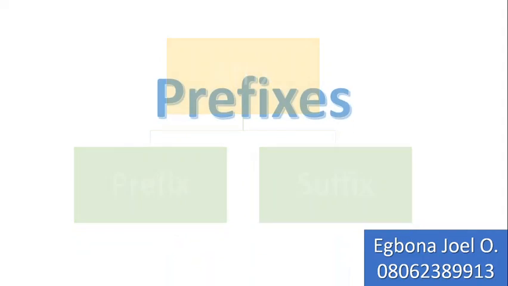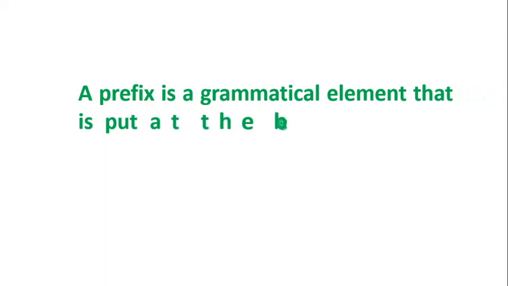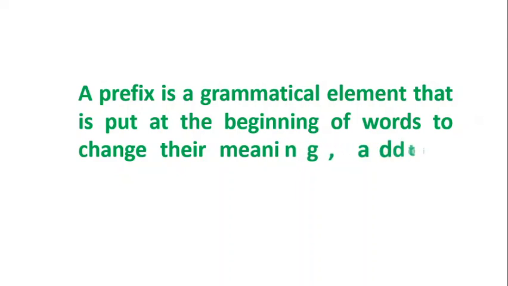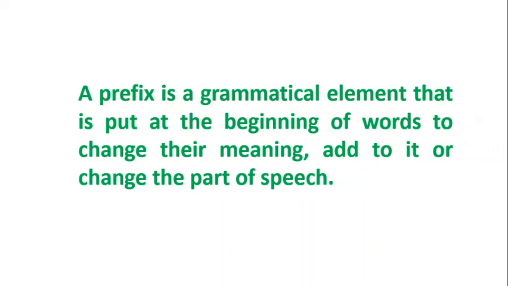When we say prefix, what do we mean by prefix, or what are prefixes? A prefix, so to say, is a word element or a grammatical element that is put at the beginning of words to change their meaning, add to their meaning, or change the part of speech of the particular word. It is a letter or a group of letters that is added or put at the beginning of words to change their meaning, add to it, or change the part of speech. Look at some examples in this category.